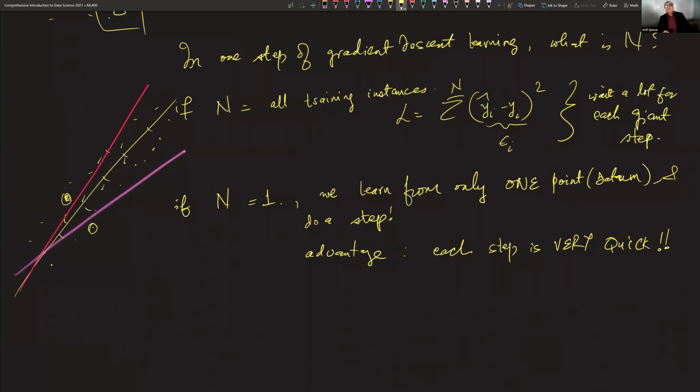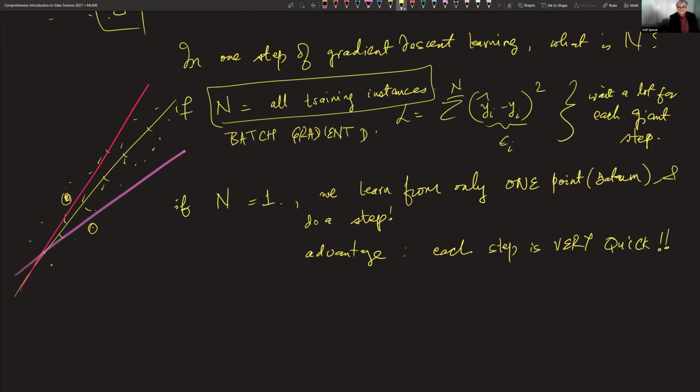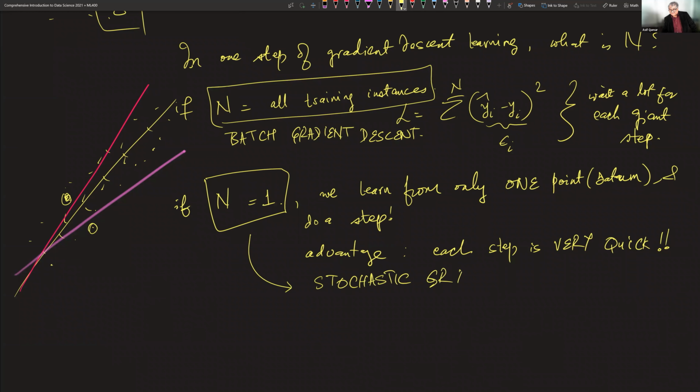Isn't it? Because you're learning from only one instance of data, and then you go to the next instance of data, and so forth, right? So these are two extremes. When you take all data points, there is a name for it. It is called batch gradient descent. Batch gradient descent. On the other hand, when you do it with just one, each point at a time, it is called stochastic gradient descent.